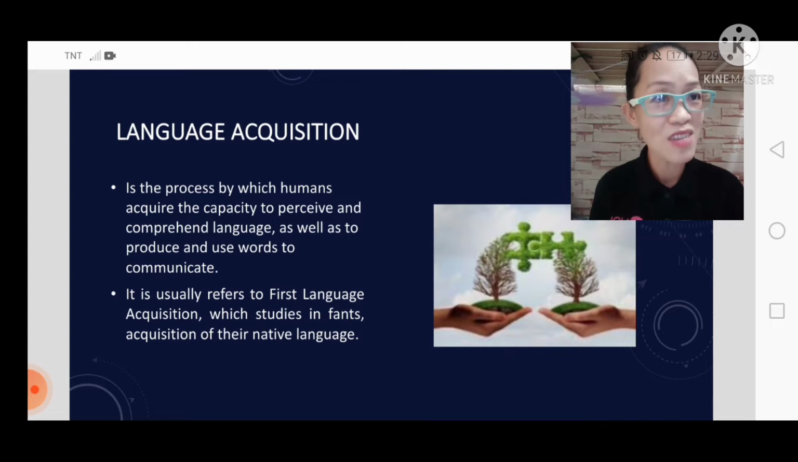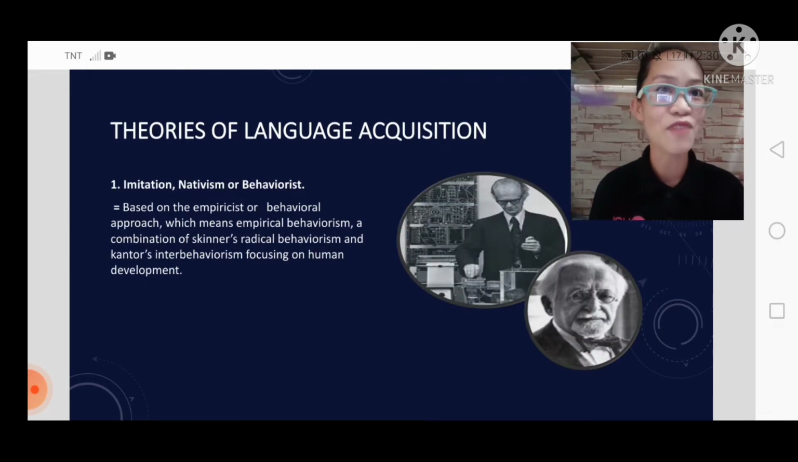So language acquisition can also refer to first language acquisition, where we can observe how infants acquire the language. We have theories of language acquisition. Number one is imitation, nativism, or behaviorist. It is based on the empiricist or behavioral approach, which means empirical behaviorism, a combination of Skinner's radical behaviorism and Kantor's interbehaviorism that focuses on human development.